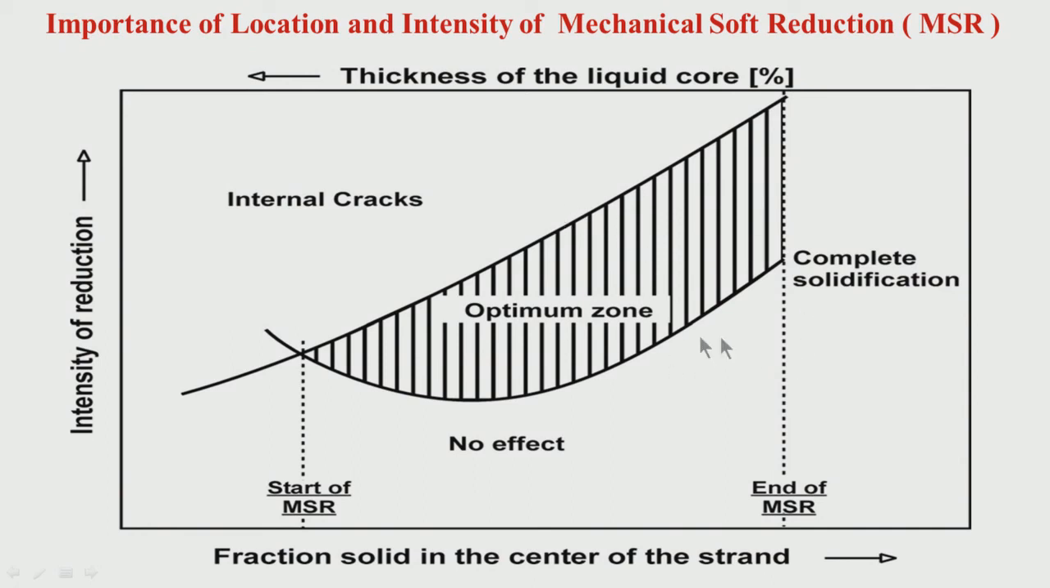So to control crack, porosity and segregation in the central area, near the central line, mechanical soft reduction is a very useful technology which is being used by many continuous cast users to get a good quality of cast product at the center. So this location and intensity, I am again telling, is very important.